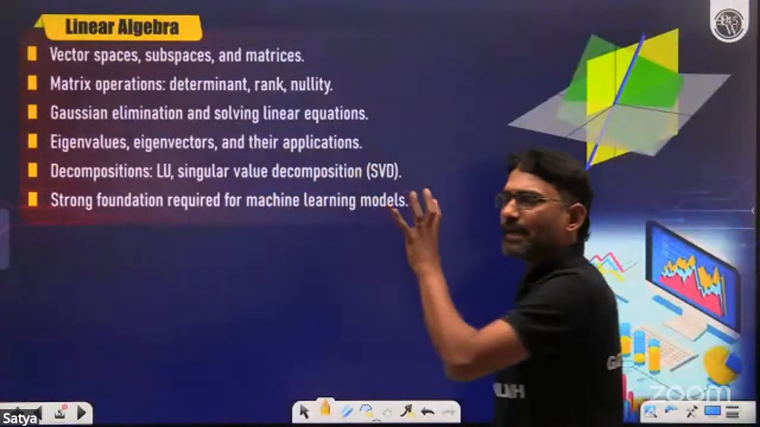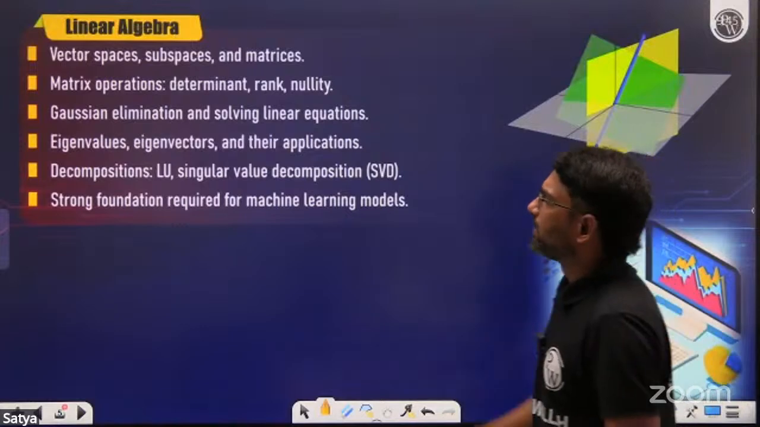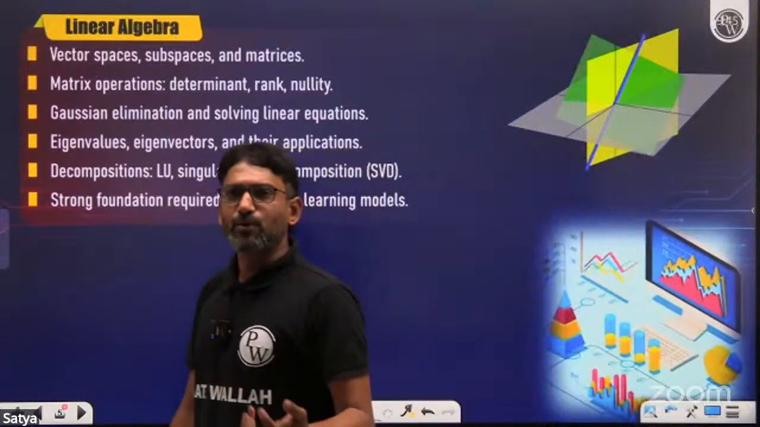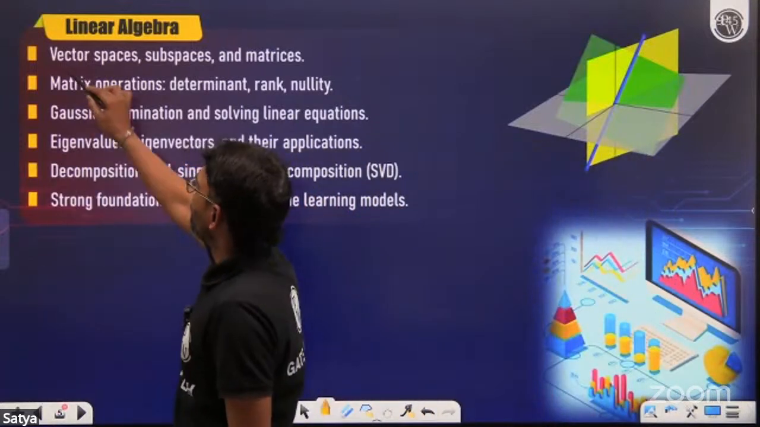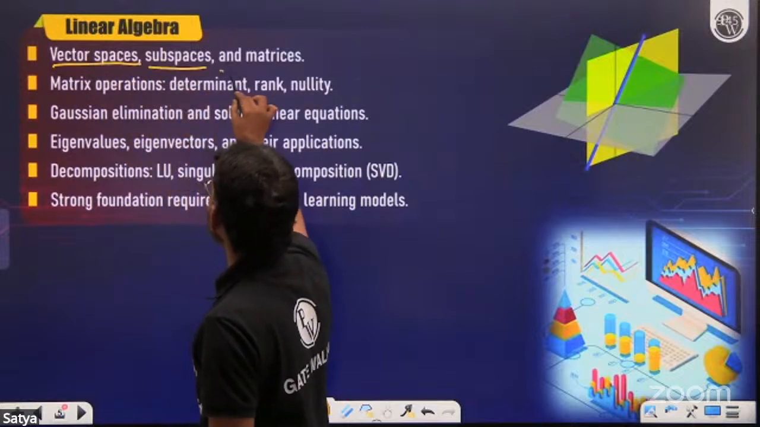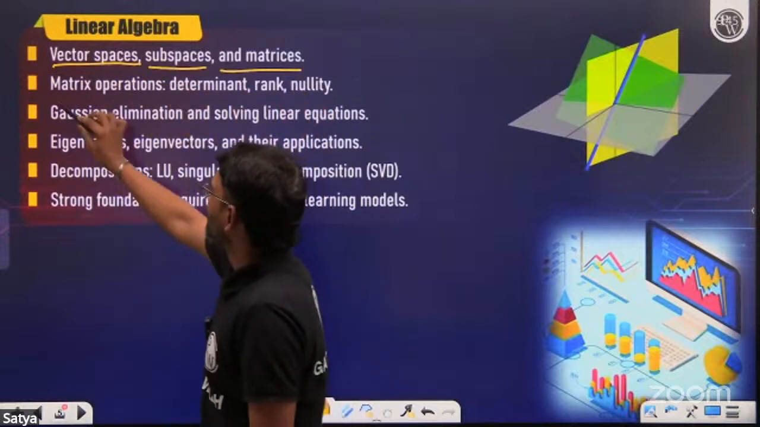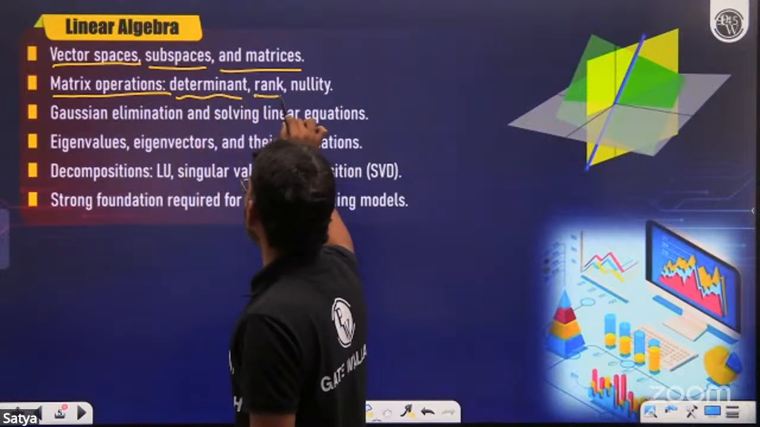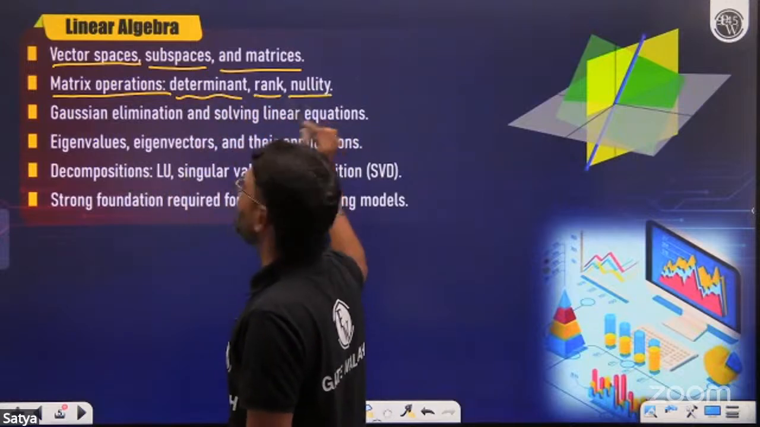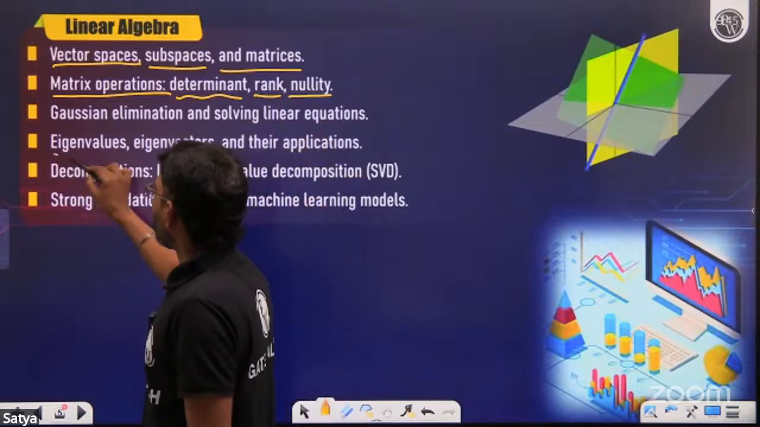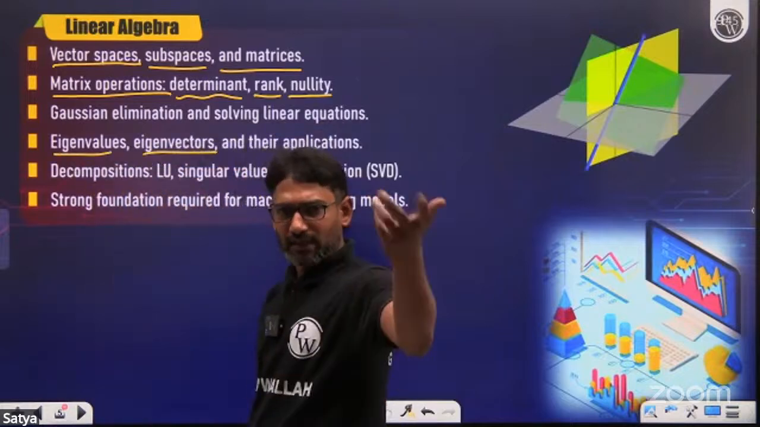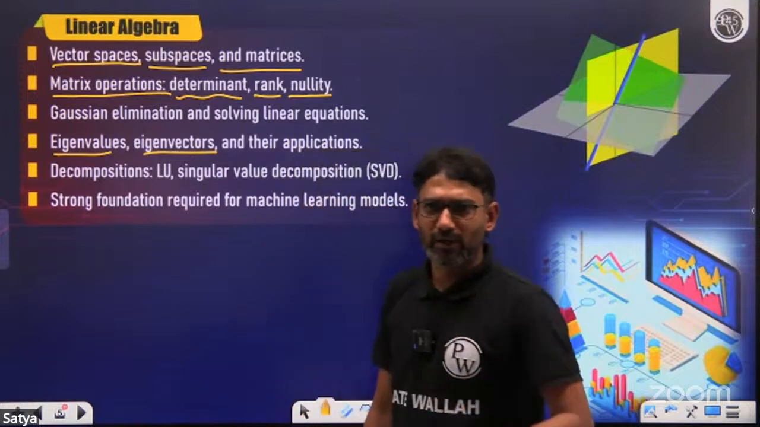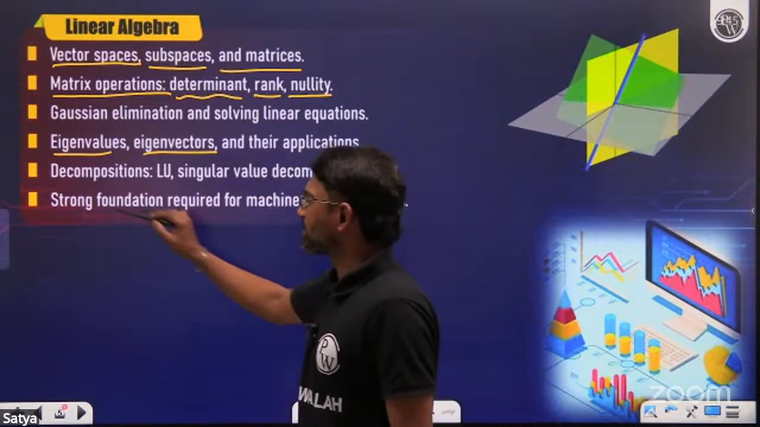And if we talk about linear algebra, what concepts are you supposed to learn and focus on? Vector spaces, subspaces, and matrices. Matrix operations like finding the determinant, finding the rank of the matrix, and nullity. Eigenvalues, eigenvectors, even for GATE CS also, this is a very important concept, and their applications.